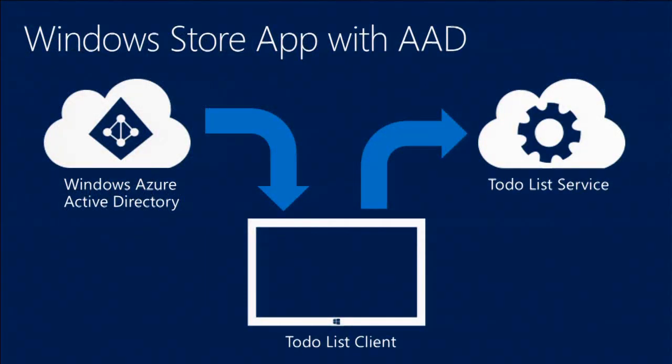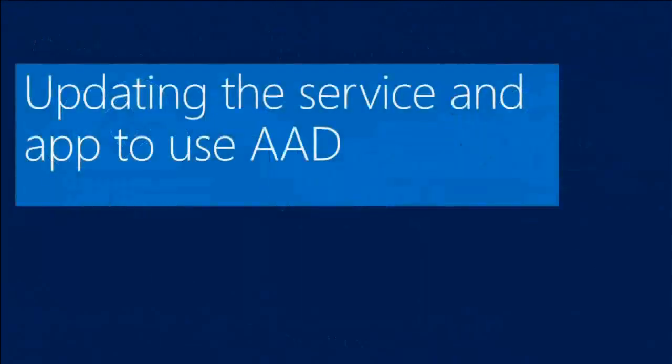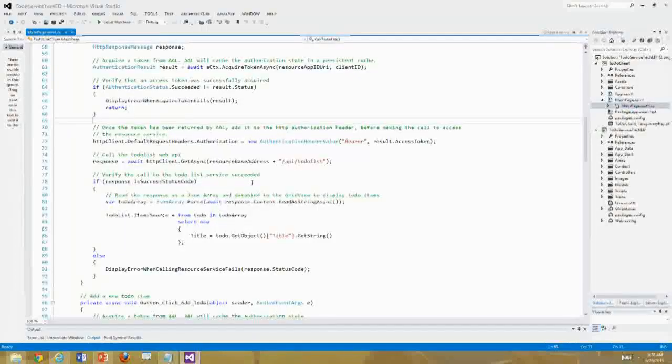So the obvious next step is I want to move my service and my application to run against Azure Active Directory instead of ADFS on-premise. And you see the little pyramid has changed into a cloud. Other than that, it's the same diagram. So I'm going to go through and show the steps that are necessary for doing that.